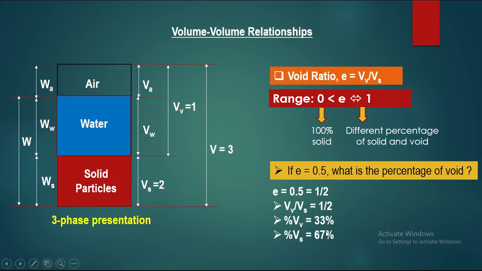This is very interesting. Most people often give the same answer. I mean, if the void ratio is 0.5, they say the percentage of void volume is 50% and the percentage of solid is also 50%, which is not true. It may apparently look like the correct answer, but it is not.